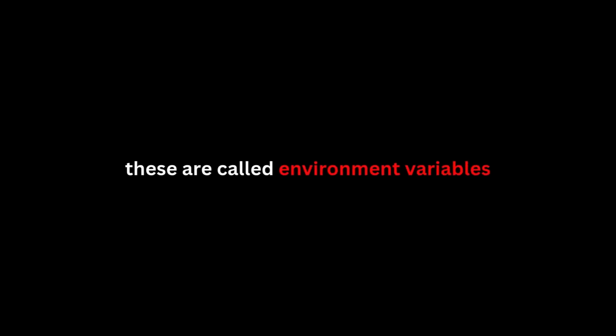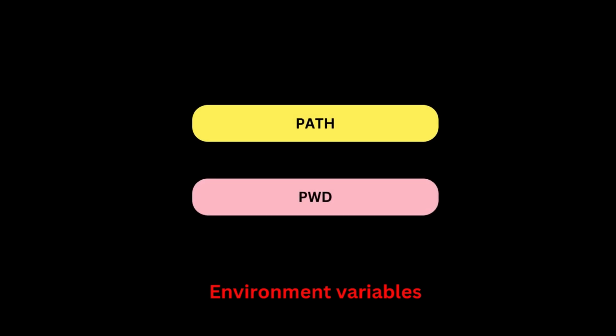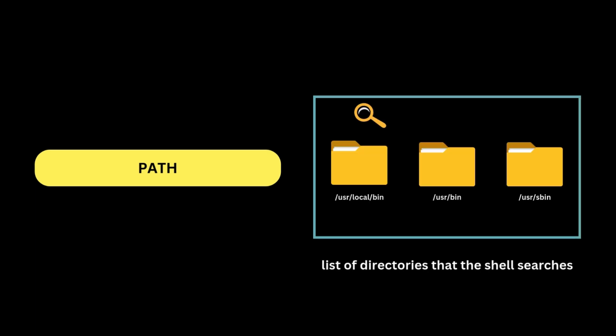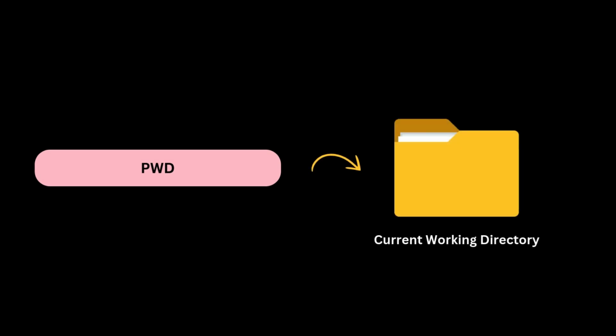Just like in other programs, shells have variables. These are called environment variables. Two important ones are PATH and PWD. The PATH environment variable is a list of directories that the shell searches when you try to run a command without giving it a full path. The PWD environment variable saves the location of your current working directory.